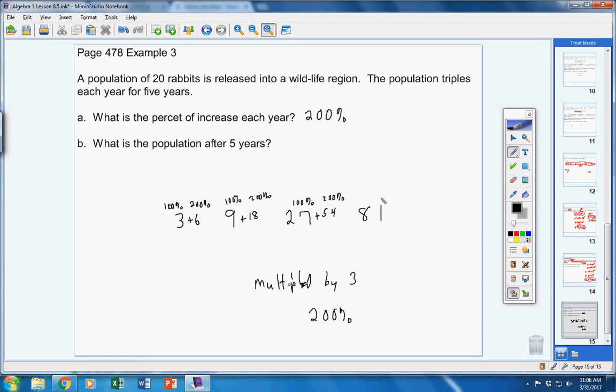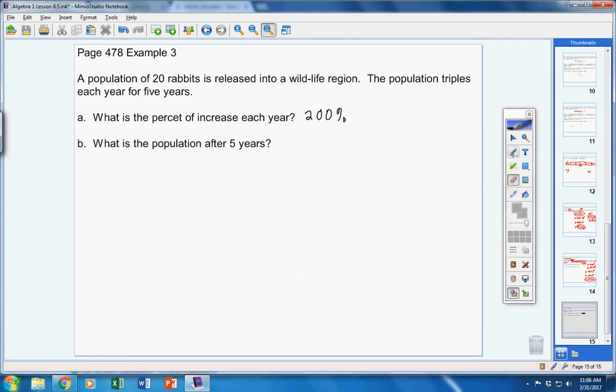Now, would you like a fast way to do this? So you don't have to do all this math. I can show you a quick way to do this, okay? Whatever the multiple is, in this case it was a 3, always subtract 1. Always subtract 1. And then change it to a percent. So 2 equals 200%. That's a fast way to do it, okay?